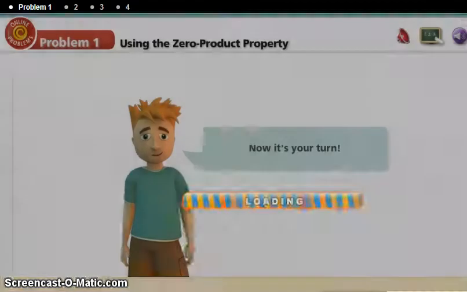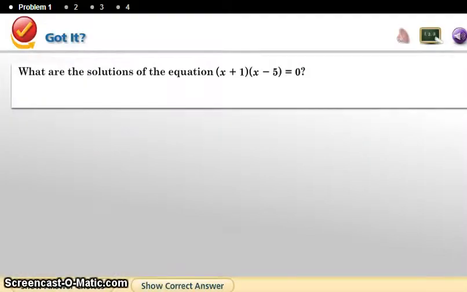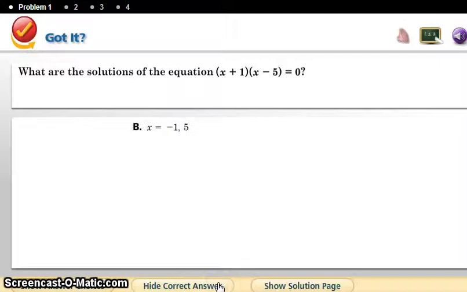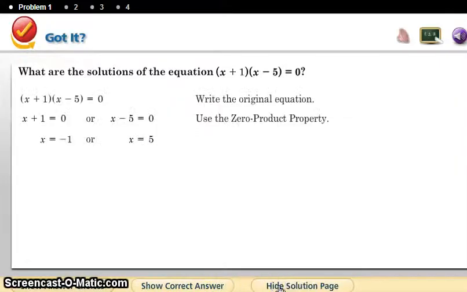Now it's your turn. All right, so I want you to use the zero product property on this. Pause the video and take a couple of minutes. This will not take very long, and find the solutions of this equation. Now, your correct answer to this is -1, 5. You just set each binomial equal to 0 and solve. It's very simple.